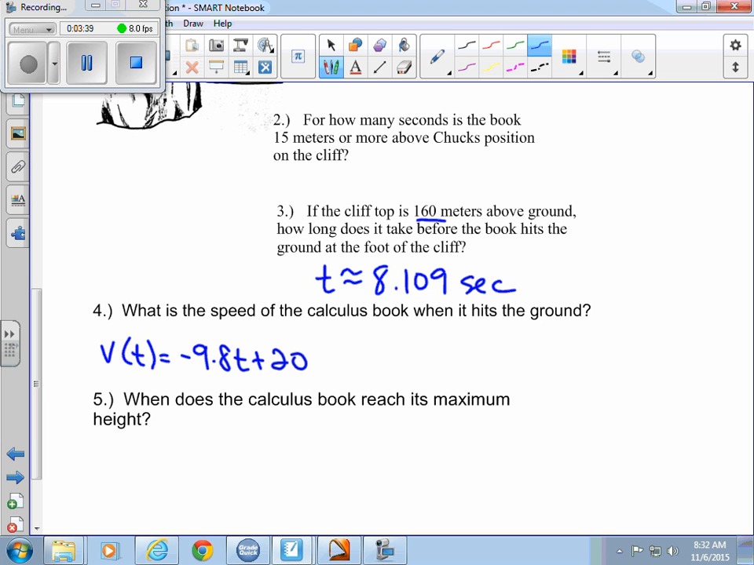So I want to do the absolute value of v of 8.109. Why absolute value? Speed's not negative. Velocity is negative if it goes backwards, but speed is not negative. We should talk about that after you watch the video.